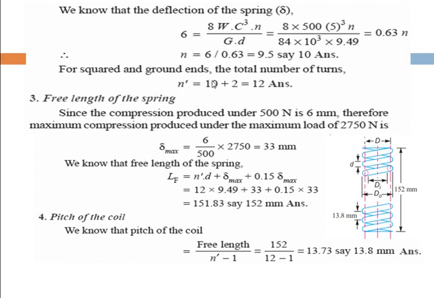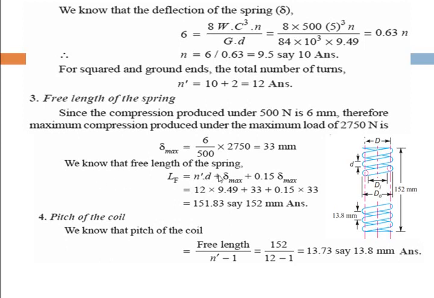For square and ground ends, the total number of turns should be n dash, which will be n plus 2. The n we got is 10, 10 plus 2 will be 12. Next, free length of the spring. Since the compression produced under 500 newtons is 6 mm, the maximum compression produced under the maximum load of 2750 newtons is delta max, equal to 6 by 500 into 2750, which will be 33 mm. The maximum deflection will be 33 mm for 2750 newtons.